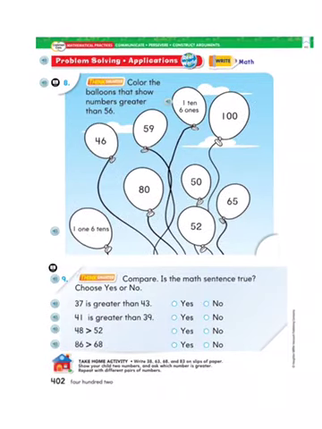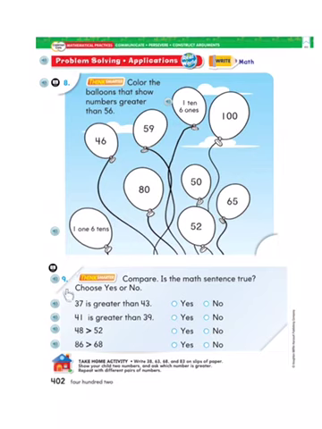Once you have completed page 401, you can move on to page 402. And so up here it says, color the balloons that show numbers greater than 56. Any number that's greater than 56 you can color, so go ahead and get out your crayons and you can do that. You can color them whatever color you want.